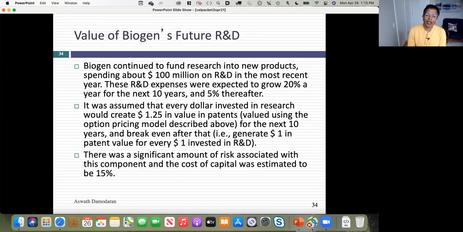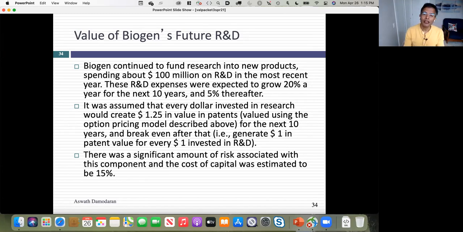Now, with future R&D, I had to make some assumptions, and it wasn't easy to do. So I'm not going to act as if I could blow through it. Here's the problem with R&D. You spend money on R&D. What determines whether that R&D is going to pay off? The patents that come out of it and the drugs, and you don't know what they will do.